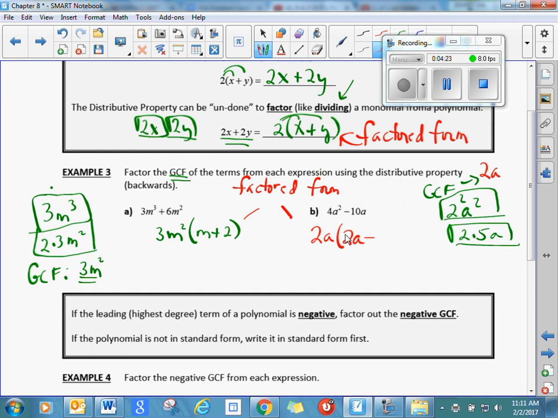There's a minus sign here. I'm going to need to multiply this positive 2a times a negative to get a negative, and I'm going to be multiplying simply by 5. I'm checking my work. 2 times 2 is 4. A times a is a squared. Looks good. And a positive 2a times a negative 5 is a negative 10a.